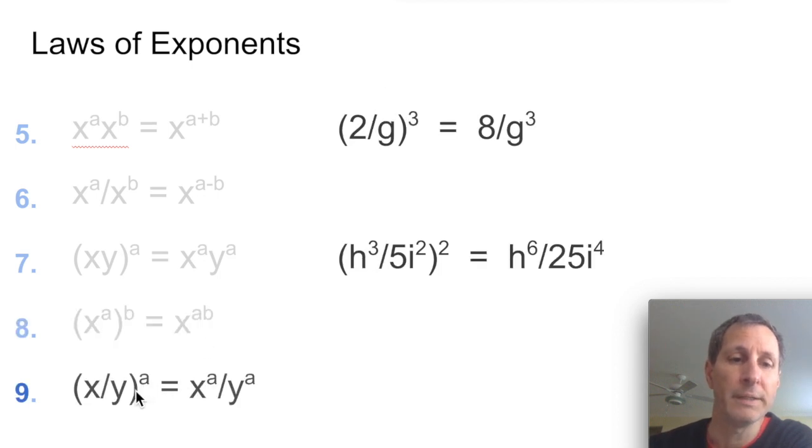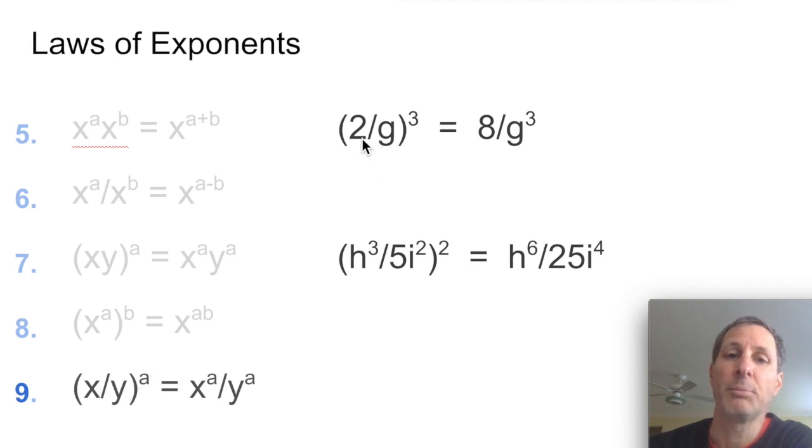Rule number 9 is similar to rule number 7. Rule number 7 is for multiplication. Rule number 9 is for division. So if we have x over y in parentheses raised to some exponent, we're going to apply the exponent to both the numerator and the denominator.